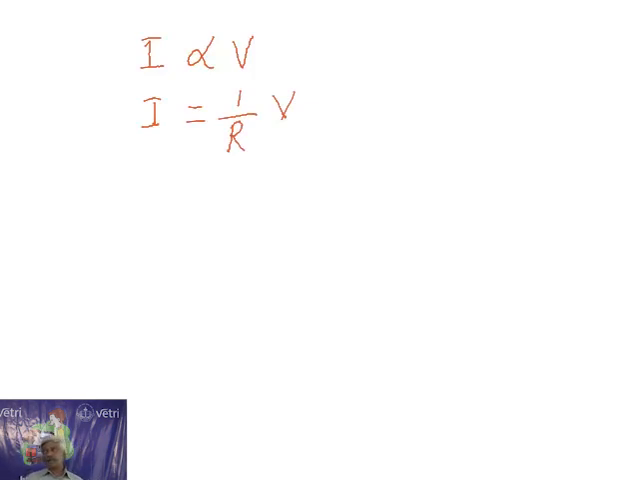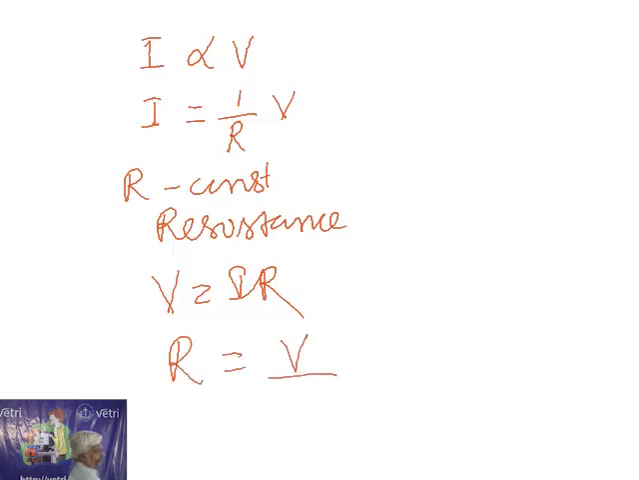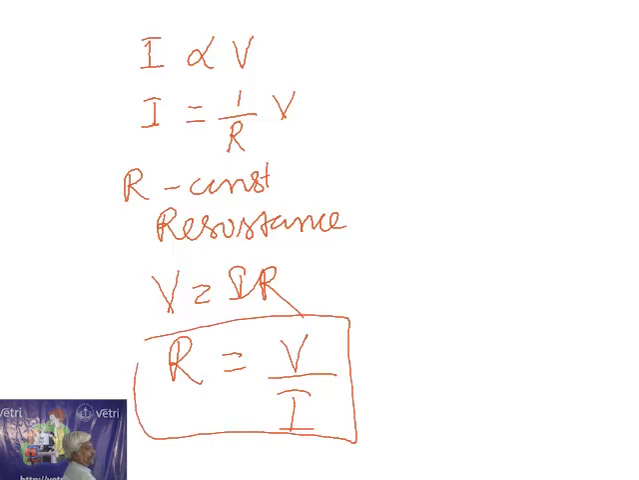Simply we are putting R. R is not in the denominator. He took the proportionality constant as 1 by R. Here R is a constant known as resistance. So, from this we can arrive at V is equal to IR. This is from Ohm's law. Or R is equal to V by I. We can find out R. This resistance can be calculated by using the formula V by I. What is V? Potential difference. I, current. So, the ratio of these two will give R, resistance.